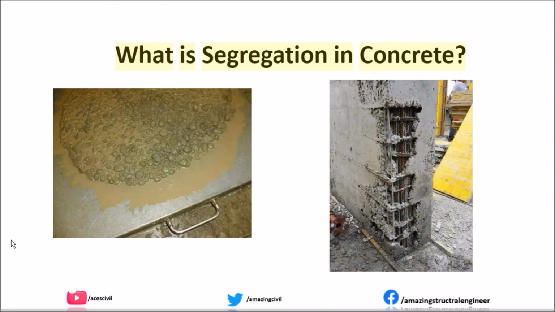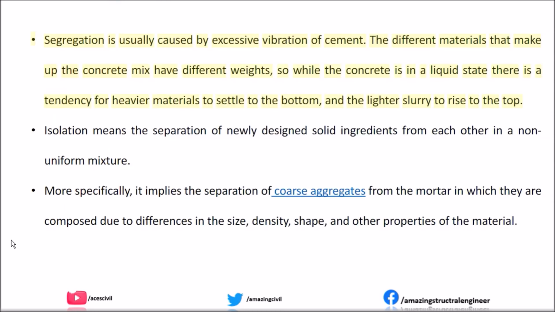What is segregation in concrete? Segregation is usually caused by excessive vibration of concrete. The different materials that make up the concrete mix have different weights, so while the concrete is in a liquid state, there is a tendency for heavier materials to settle to the bottom, and the lighter slurry to rise to the top.